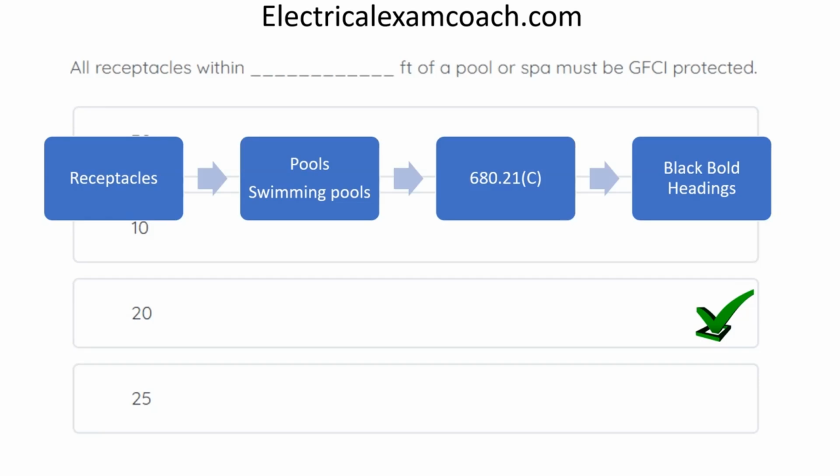I do want to note that this does not negate all of the requirements that are in 210.8(A) and (B). Those are going to be your overall requirements for GFCI protection. So this is in addition to that. Not only if 210.8(A) or (B) doesn't catch you for GFCI protection, you're also required to do it within 20 feet of the pool or spa.